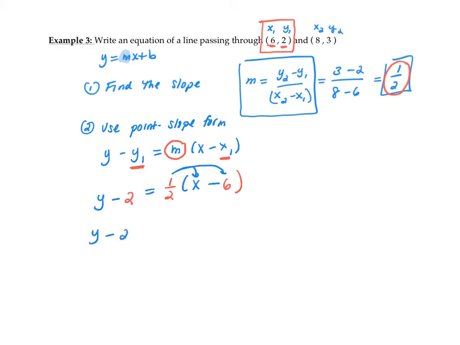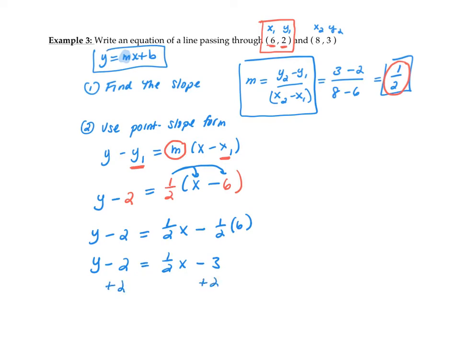We're going to keep this y minus 2 the same. When I distribute, I get 1/2 x minus 1/2 times 6. So do that math out. We have y minus 2 equals 1/2 x minus 3. And then finally, to get it into y equals mx plus b form, take and add 2 to both sides.